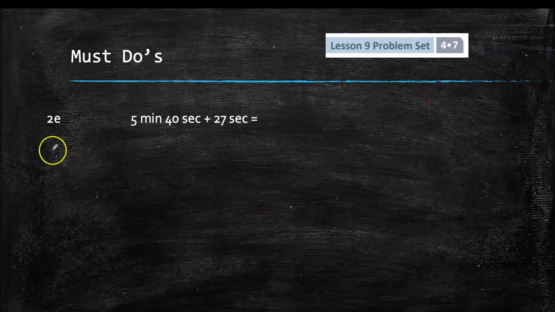All right, let's go with 2E. 5 minutes, 40 seconds, plus 27 seconds. Whew, it's an addition problem. Well, I have 5 minutes. There's no minutes over here, so that gives me 5 minutes. 40 plus 27. 0 plus 7 equals 7. 4 tens plus 2 tens equals 6 tens, so 67 seconds.